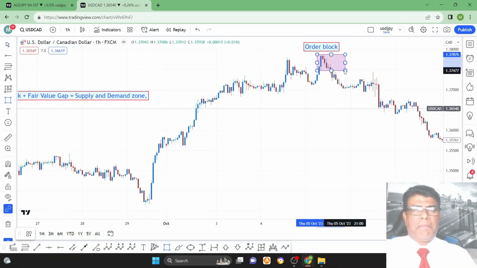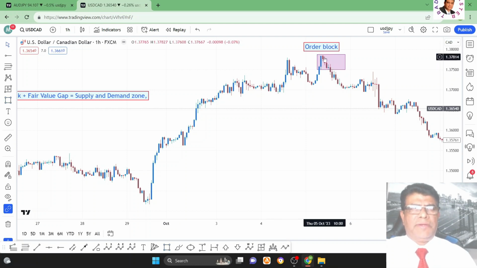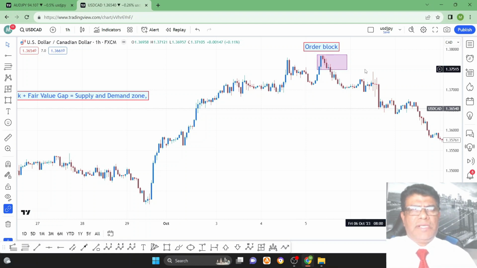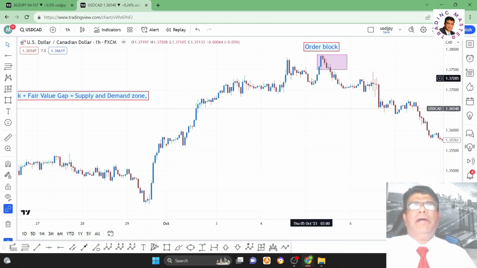You see, this red candle actually registered the highest point. Okay, so now you have to look at the previous candle. Look at this one. As soon as a candle closed below this one, now this area is the order block.